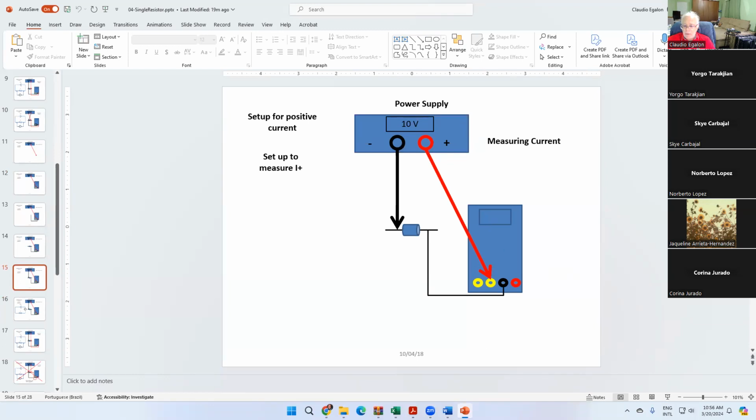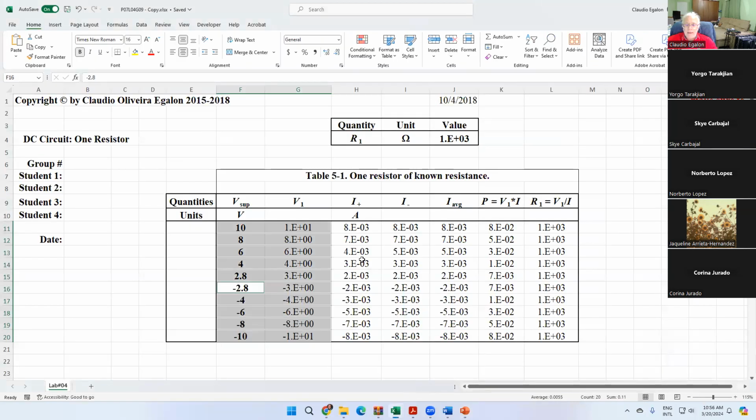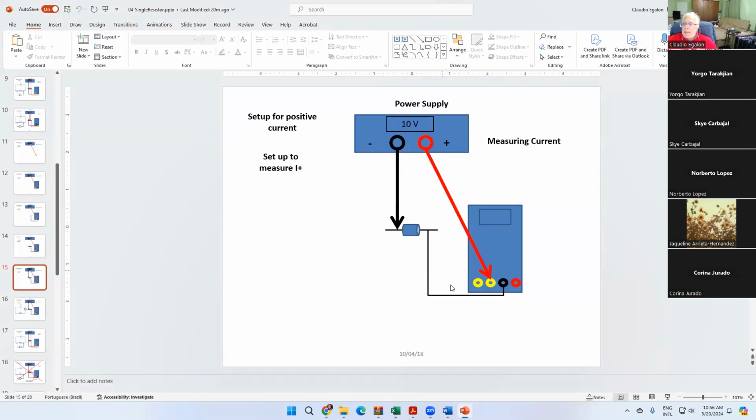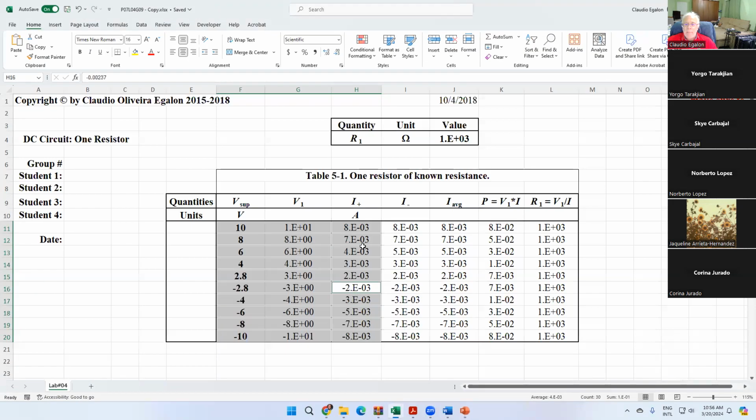It starts at 10 volts. You start at 10 volts, we measure the current. Change the polarity, the measured current is going to be negative. 8 volts, measure the current, 6 volts, measure the current, and so on. In this experiment, I first put the multimeter on this side of the circuit, and then I put the multimeter on this other side of the circuit. This circuit that we see here is what I call the I plus. We do that so you can see the measurements of the current are almost the same.